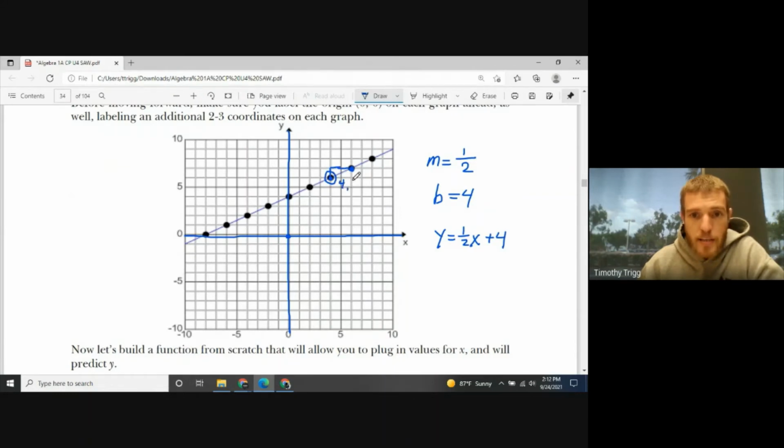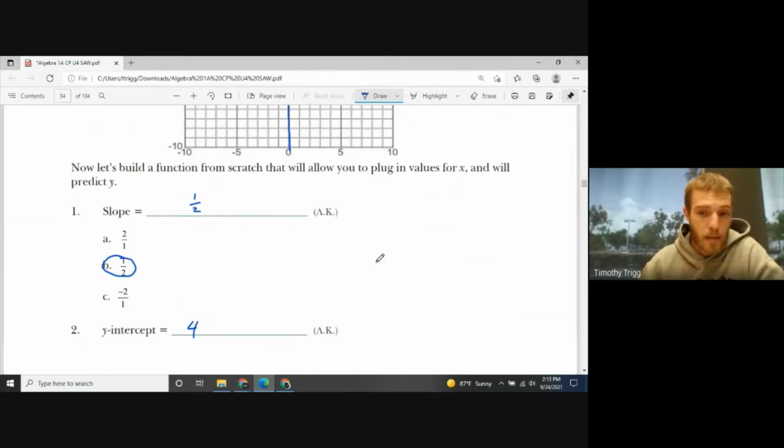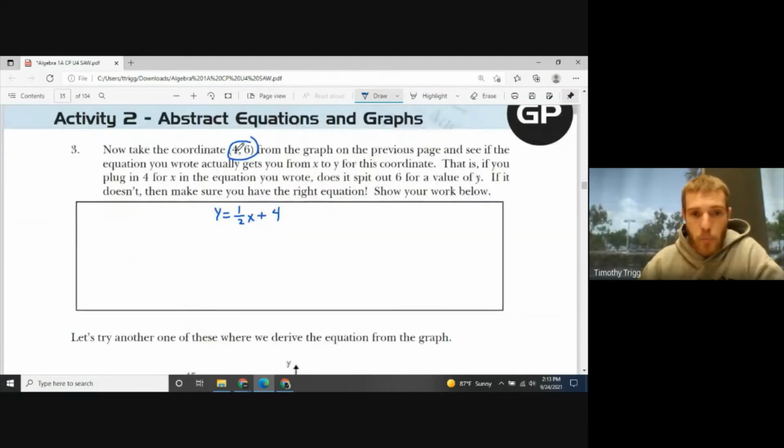So what they're saying is if this is indeed the correct equation, then (4, 6) should be a solution for this equation. So if we replace x with 4 and y with 6, it should produce a correct statement. Let's go ahead and check that. We're going to replace the x with 4 and the y with 6. So 6 equals 1/2 times 4 plus 4.